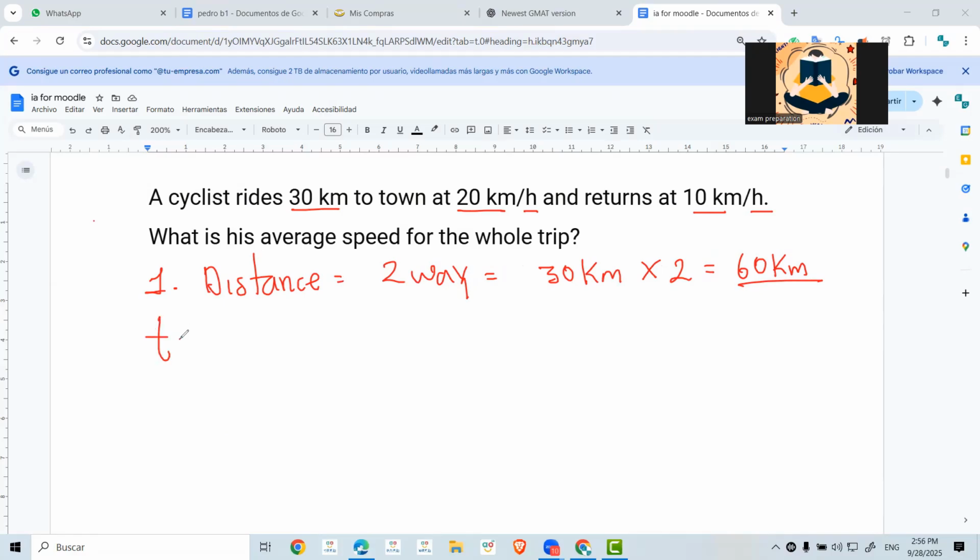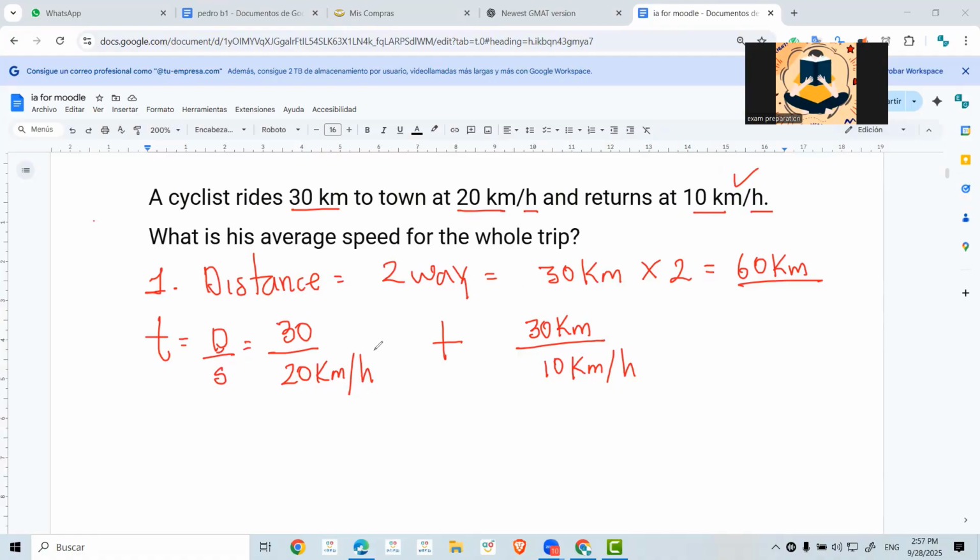Now we know that the time is equal to the distance divided by the speed. So the first time is 30 kilometers divided by 20 kilometers per hour. And I'm going to add the second time, which is going to be the same 30 kilometers, the returning way, the way coming back, divided by 10 kilometers per hour, because that's the speed at which he returned.